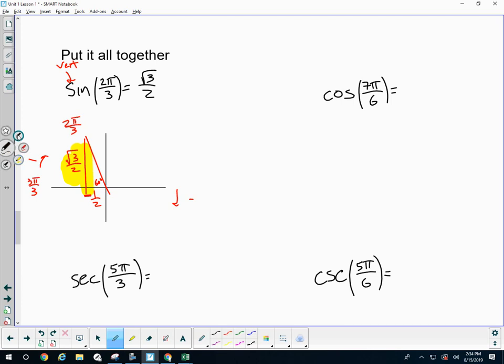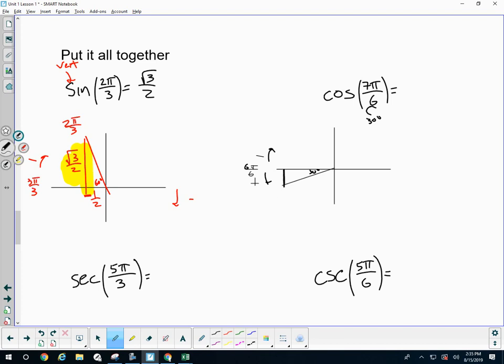Cosine of 7 pi over 6. Ready? In my head, this is my thought process. Find 7 pi over 6. All right, well, this is 6 pi over 6. Add a pi over 6. Okay, this is subtracting. This is adding. Counterclockwise, clockwise. 7 pi over 6 is 1 pi over 6 more than 6 pi over 6, putting me right here in the fourth quadrant, but creating a 30-degree angle because it's a pi over 6.